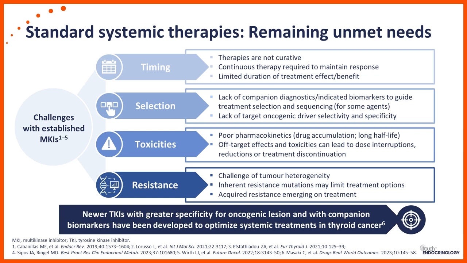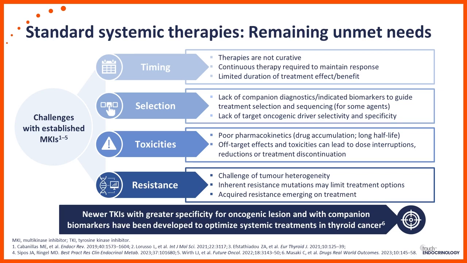Then there's also the question of selection. Now, noting that, as I said, the data says that these agents are actually active regardless of genotype. I mentioned, for instance, that RAS mutated patients do particularly worse in both differentiated thyroid cancer and medullary thyroid cancer. So, it's important to know that there still is variability within this, but we don't use a molecular test to select whether or not we treat these patients. But that's partly because they are multi-kinase inhibitors. They hit multiple targets.